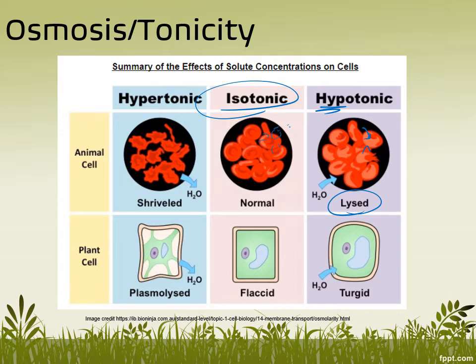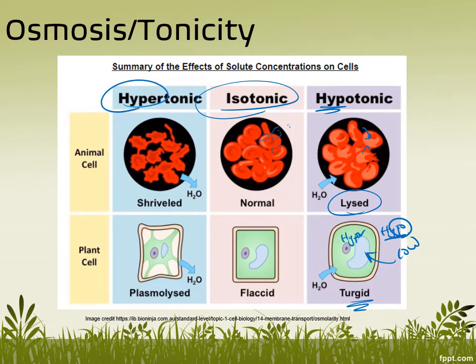But that hypotonic environment is super happy for plants. We call them turgid. They're nice and full and fluffy of the water. Hypotonic, remember, hypo rhymes with low. We have lower concentrations outside, higher concentrations of stuff inside, so the water moves into the cell.